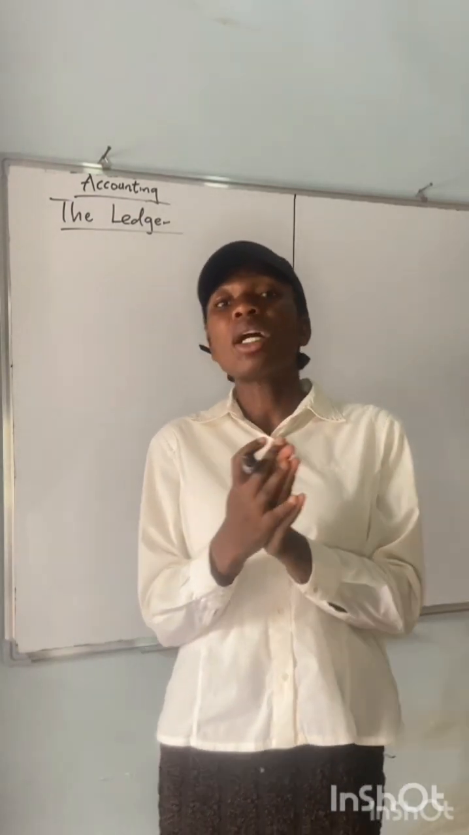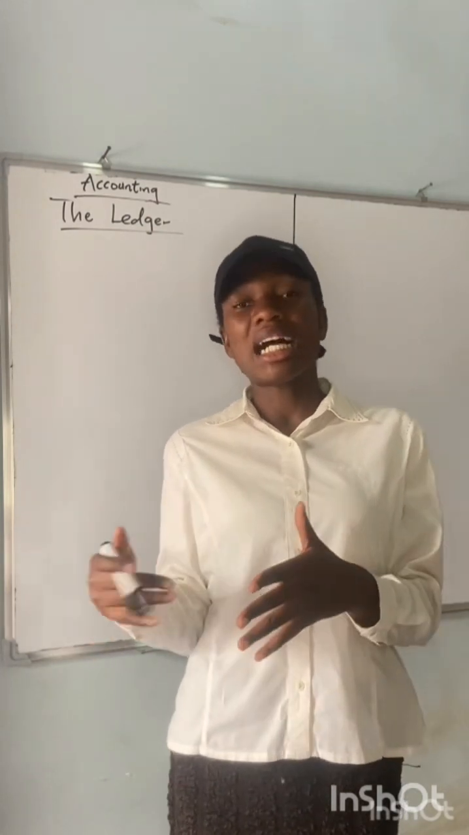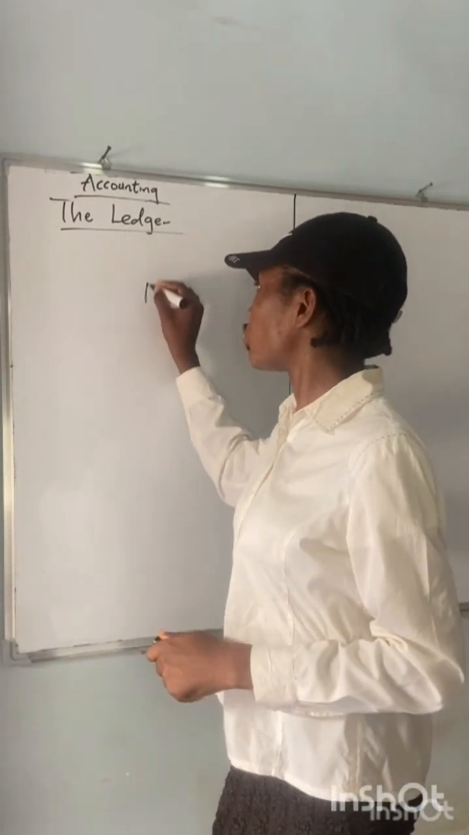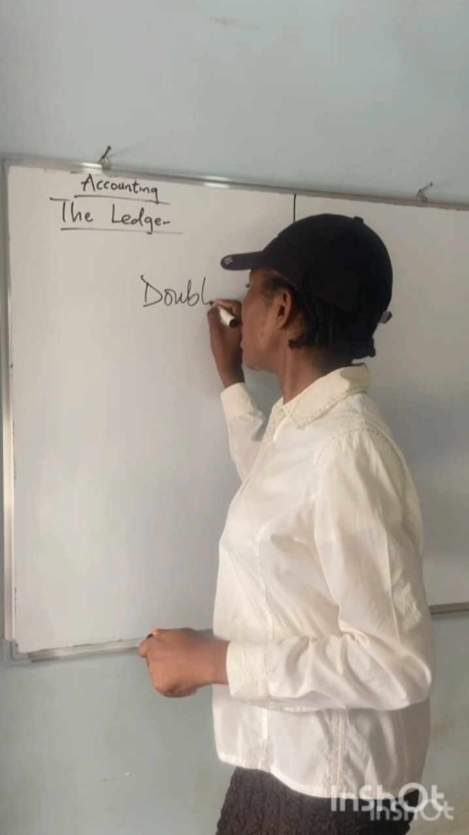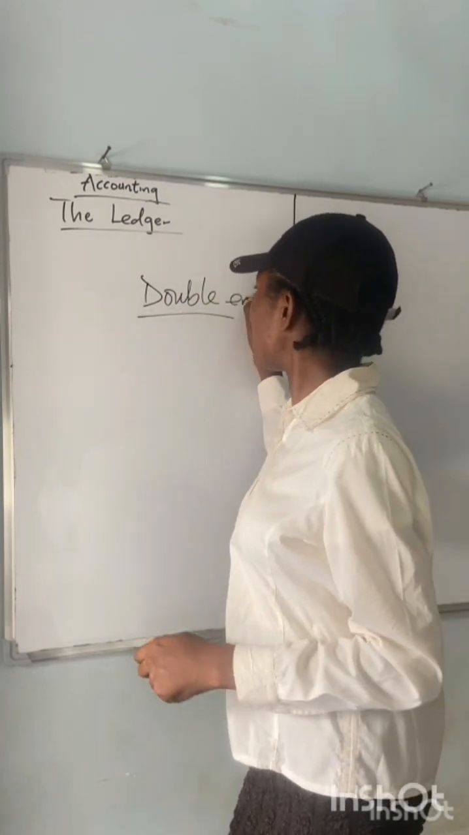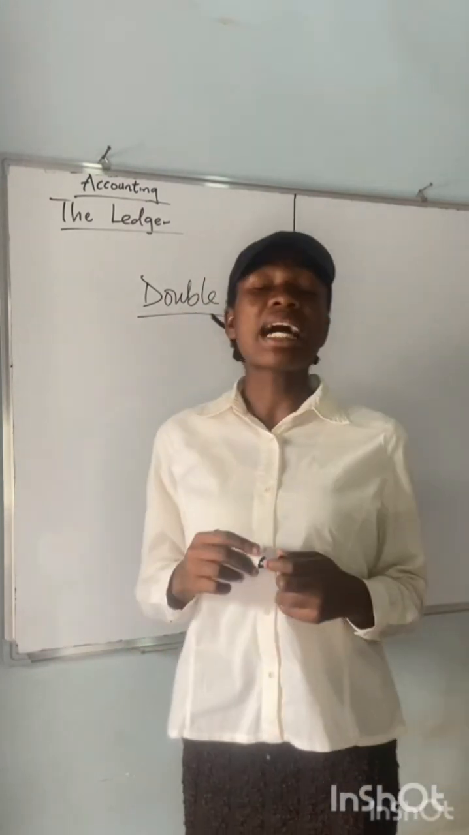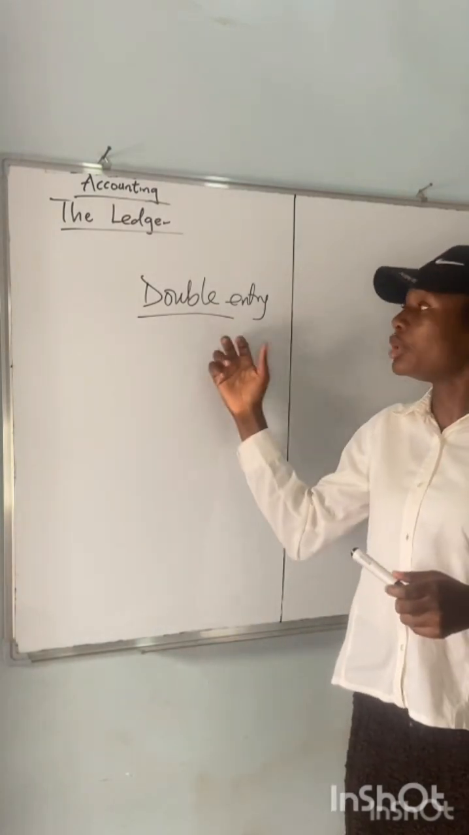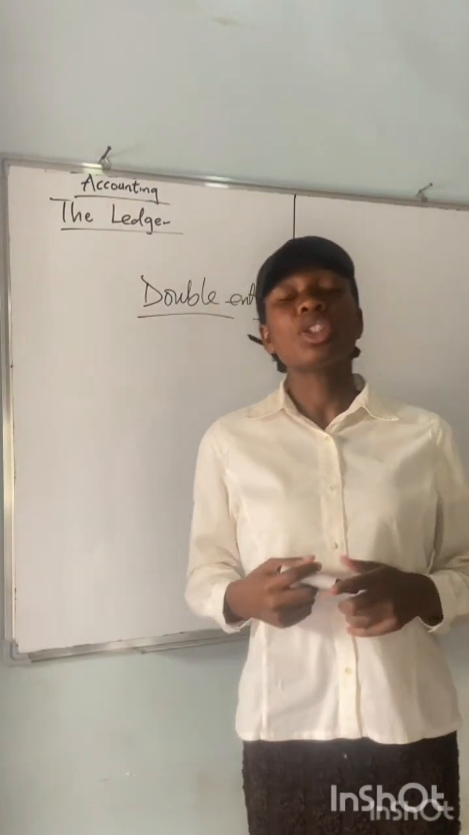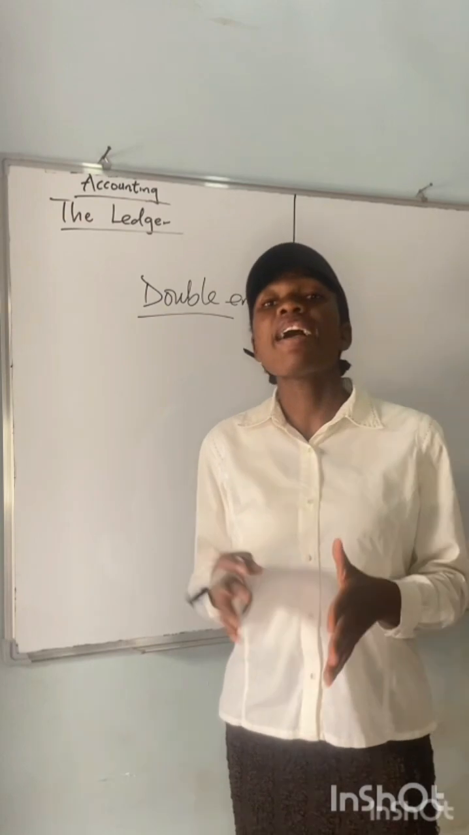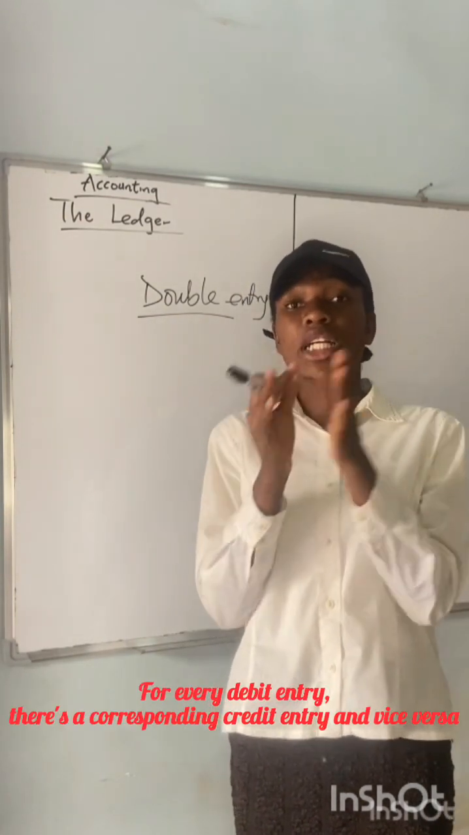Now one special thing about our ledger is that it follows the rules of double entry. This is the rule that guides our ledger, the principle of double entry. Now the principle of double entry holds that for every debit transaction there is a credit transaction.